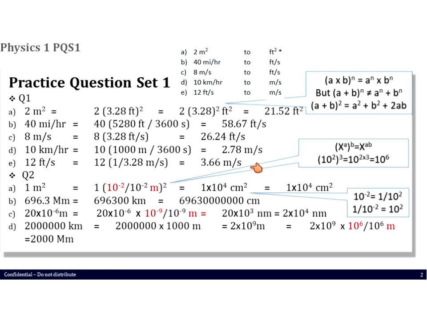Second question is again another conversion, but this time we are dealing with prefixes in the same system. So 1 square meter, and you have to convert that to centimeter square. It is a solved example.